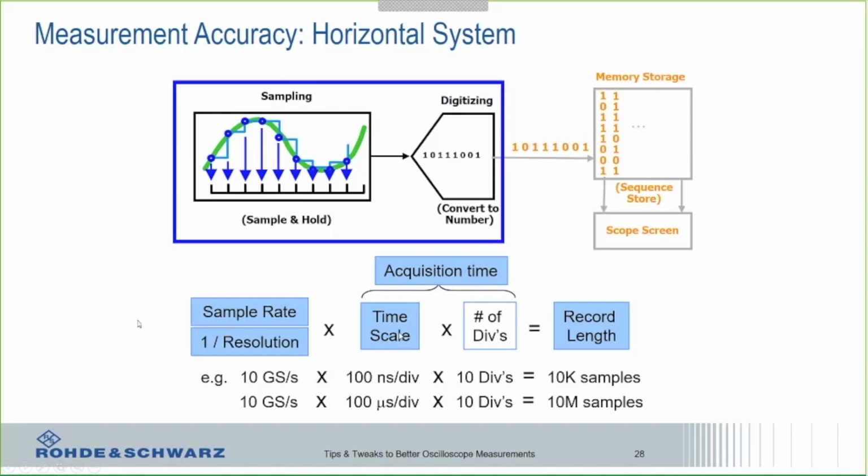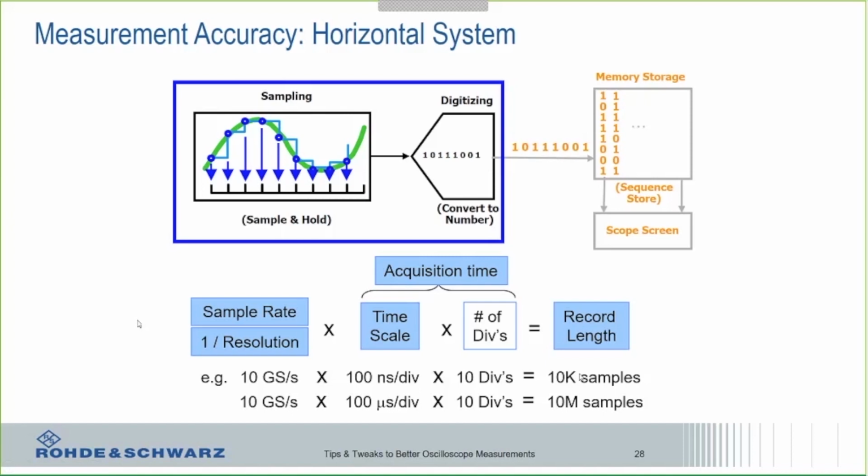So are you at 10 nanoseconds per division or 10 microseconds per division? And then how many divisions across the display there are. As you multiply this out, this will tell you how much memory depth you need. So if you're at 100 nanoseconds per division, that's a pretty fast sweep speed, and you're sampling at 10 gigasamples per second, you only need about 10 kilopoints or 10 kilosamples of memory depth. It's a pretty small amount.